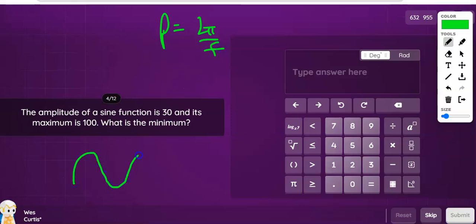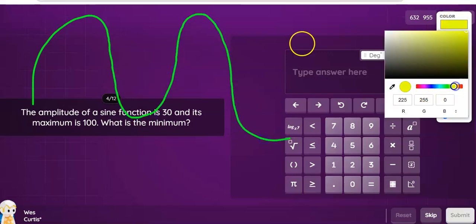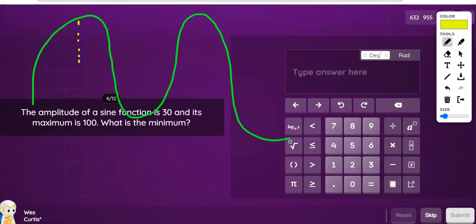Anyways, in another question, we're talking about a trig graph, in this case a sine curve, where the amplitude is 30. I'm going to draw a bigger version of this because I want it to be clear. So if the amplitude is 30, remember what that means. That's from the midline to the top or the midline to the bottom. They're both 30 because the amplitude is 30.